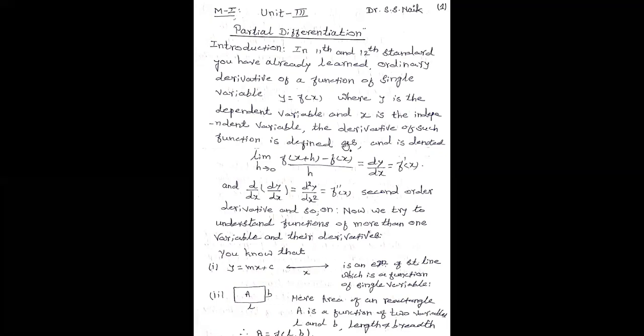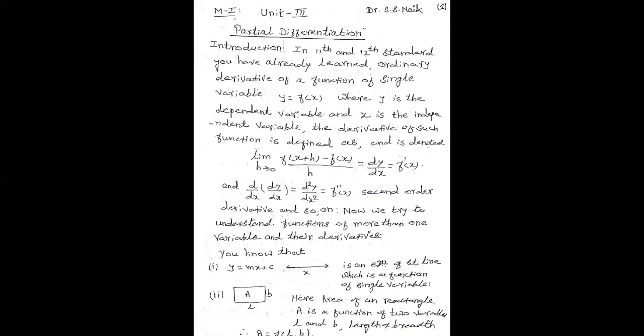Also, you have studied the higher order derivatives of such ordinary derivatives. That is, d by dx of dy by dx is equal to d2y by dx2. This is also denoted by f double dash of x, and this is the second derivative of the function y is equal to f of x. Similarly, you can find the higher order derivatives. Now, we'll try to understand the functions of more than one variable and their derivatives, where you will be learning the partial derivatives.